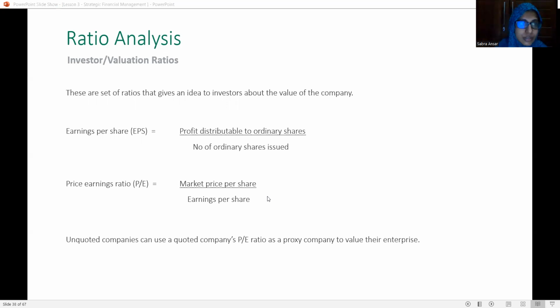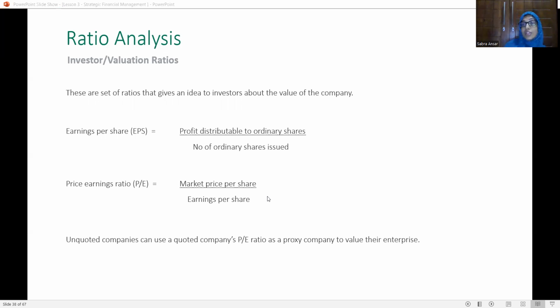Sorry about that. So, investor valuation ratios. These are basically a set of ratios used by investors to value the company. One is called EPS, or earnings per share, and the other is the price earnings ratio.